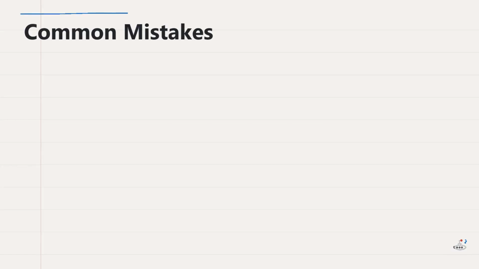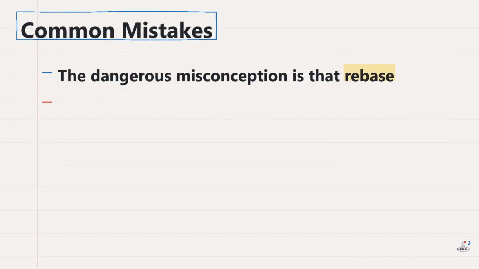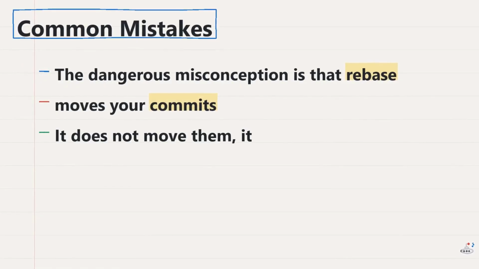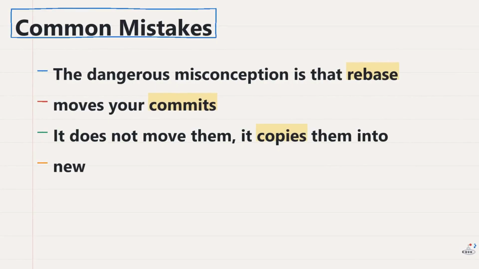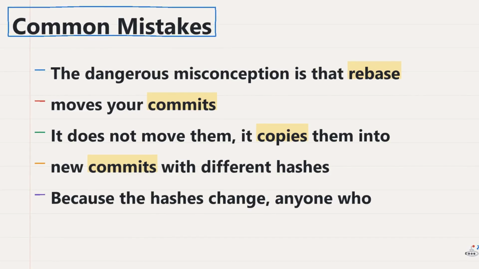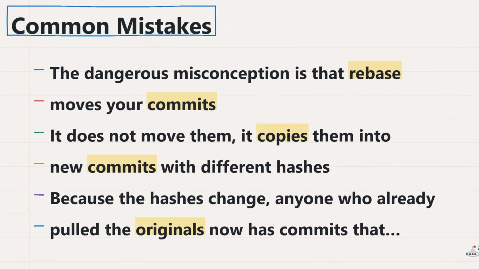The dangerous misconception is that rebase moves your commits. It does not move them, it copies them into new commits with different hashes. Because the hashes change, anyone who already pulled the originals now has commits that no longer match yours. That is why the golden rule is to never rebase commits that have been pushed and shared. Merge is always safe for shared history because it adds new commits without altering existing ones.